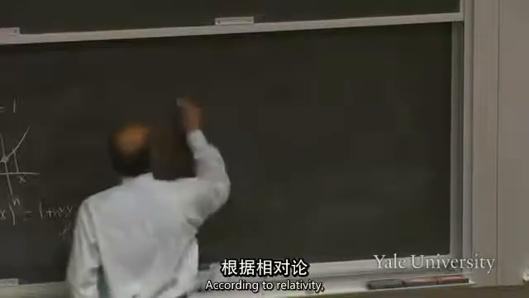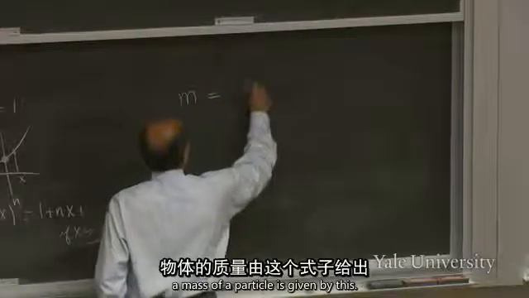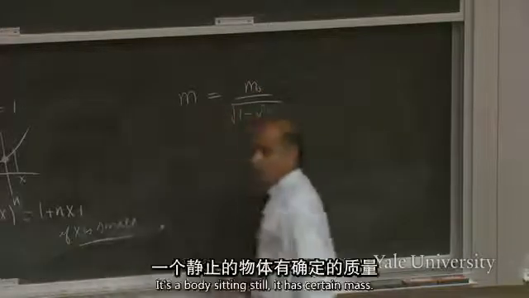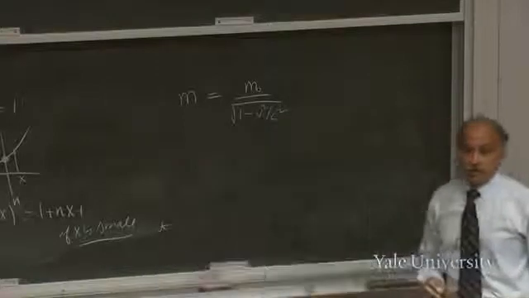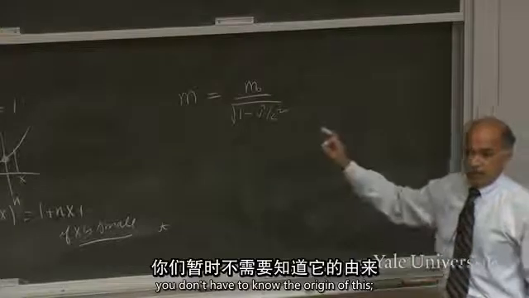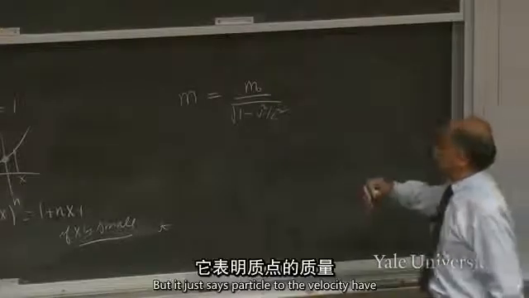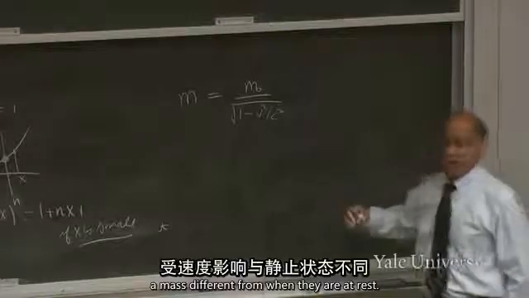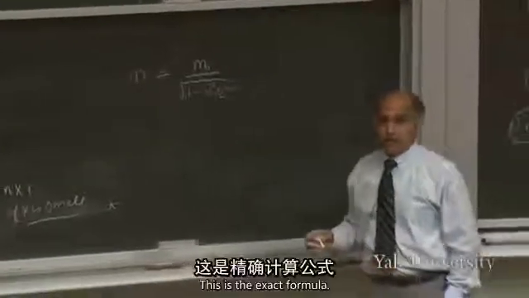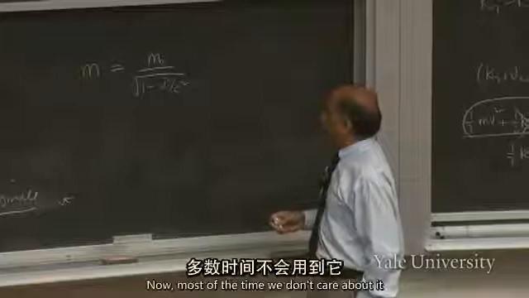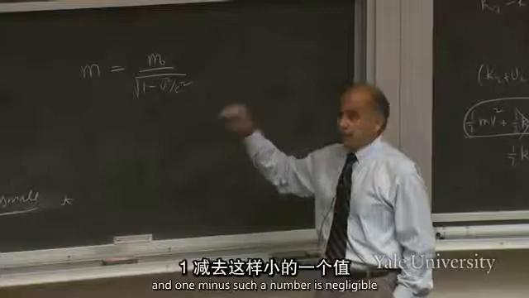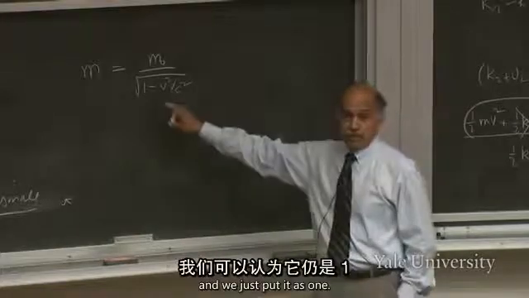According to relativity, the mass of a particle is given by this. If the body is sitting still, it has a certain mass. In Newtonian mechanics, we say the mass is the mass and that's the end of it. In relativity, you don't have to know the origin of this. That will be taught to you in due course. But it just says particles with velocity have a mass different from when they are at rest. And this is the velocity and c is the velocity of light. This is the exact formula. Now, most of the time, we don't care about it because v over c may be 10 to the minus 10. And the square of that is 10 to the minus 20, and 1 minus such a number is negligible, and we just put it as 1.